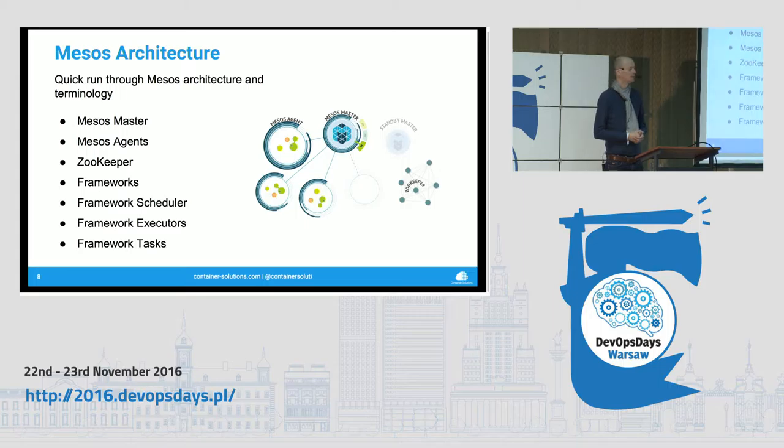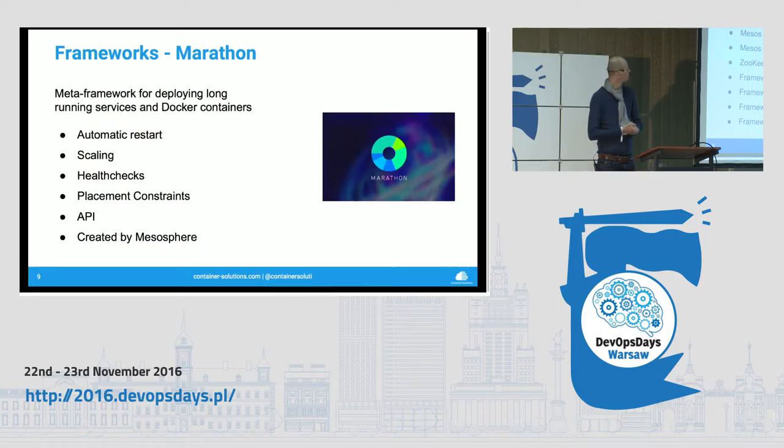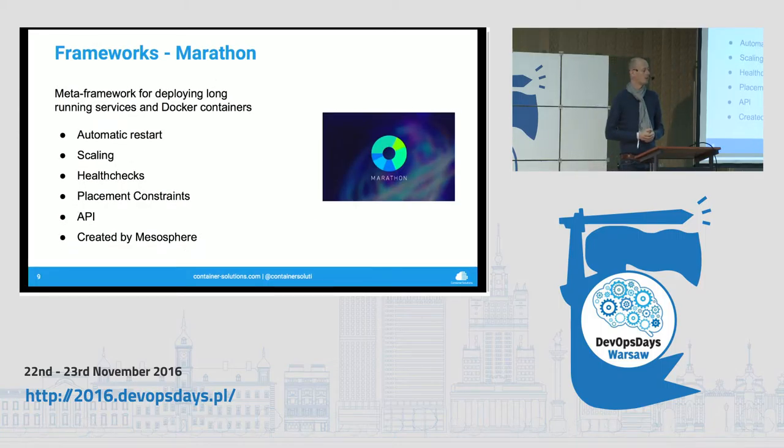So if we look at the complete picture, you would have a Mesos cluster with a bunch of agents, a master, and ZooKeeper for coordination. And then you would deploy these frameworks on top of it. And then the frameworks themselves make the final decisions on where to place a task, when to restart a task, when to do all sorts of stuff.